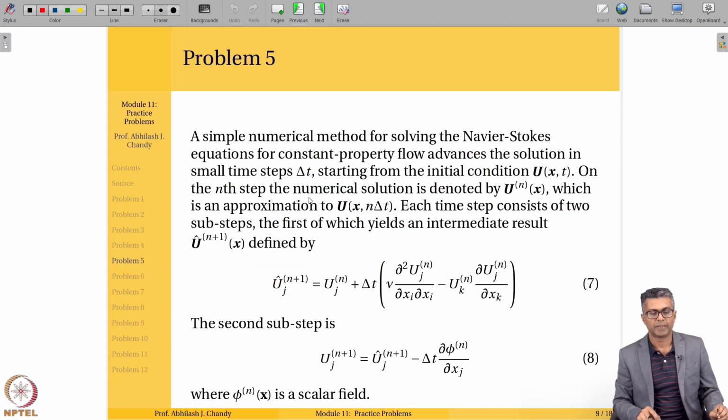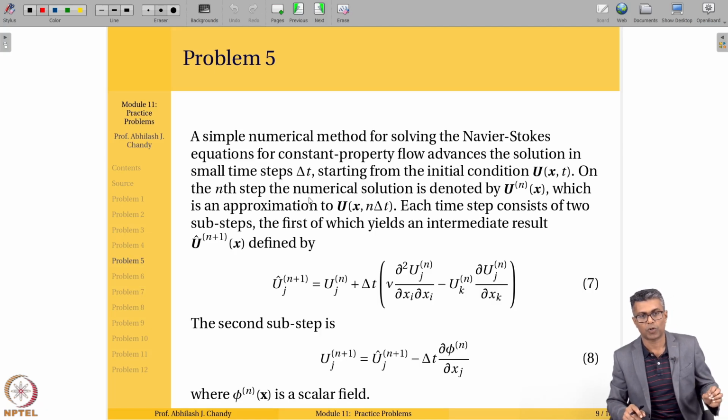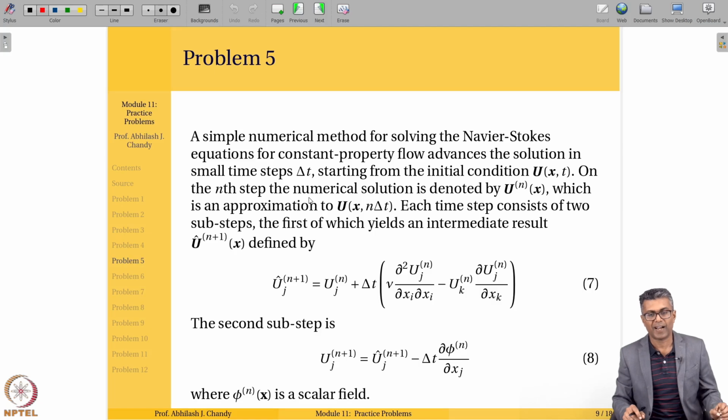Let's try problem number 5. Now we are dealing with a problem where we talk about the Navier-Stokes equations and how a velocity is calculated. So let's see. A simple numerical method for solving the Navier-Stokes equations for constant property flow advances the solution in small time steps delta t, starting from the initial condition u of x comma t.